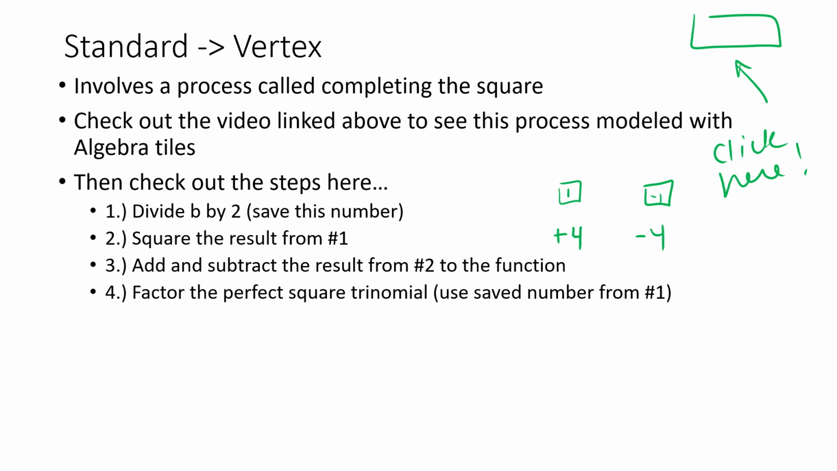Factor the perfect square trinomial, and for that you're going to use the saved number from number 1. So I said save that number. That will save you from having to go through the factoring process.